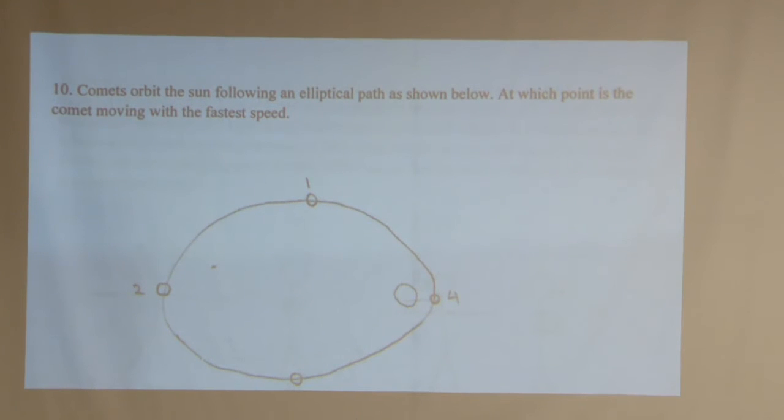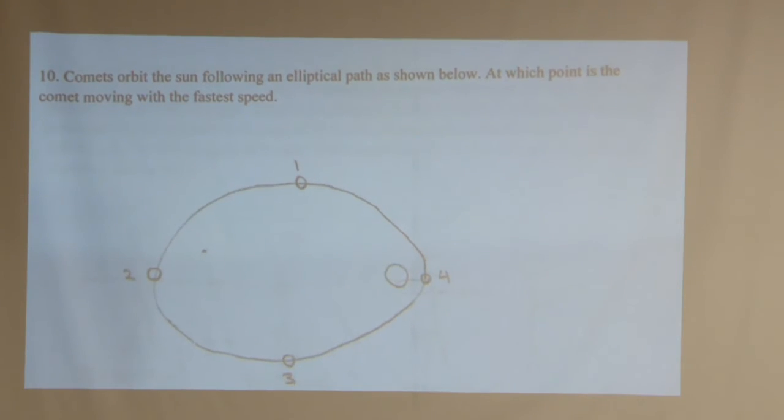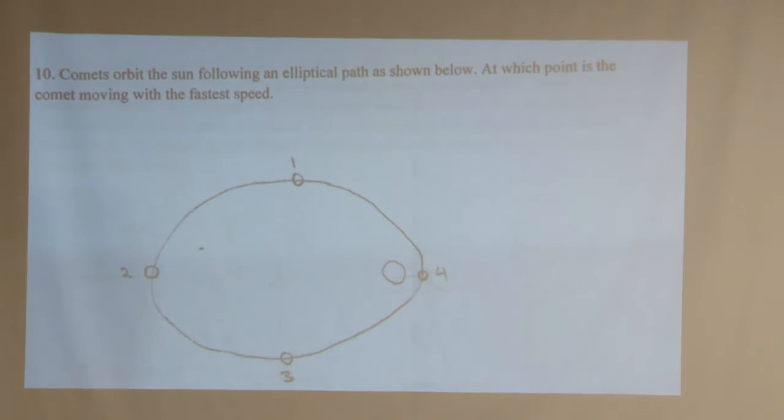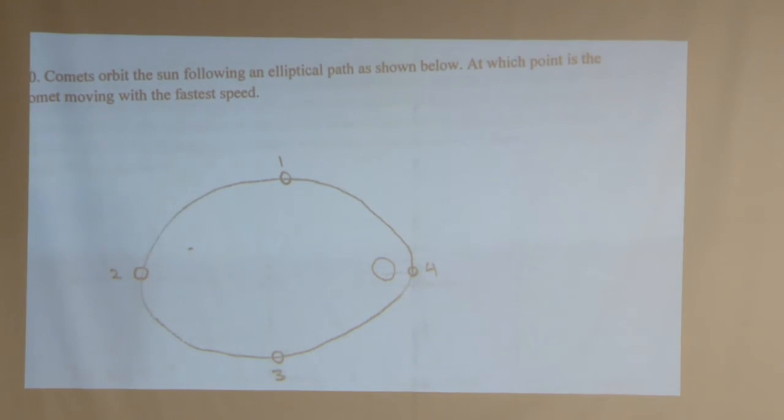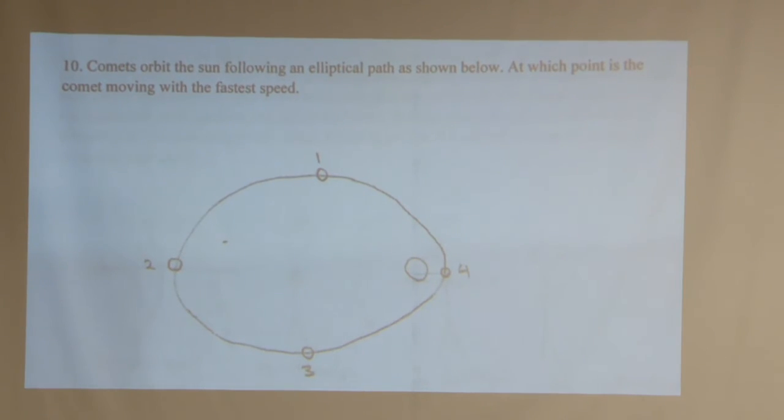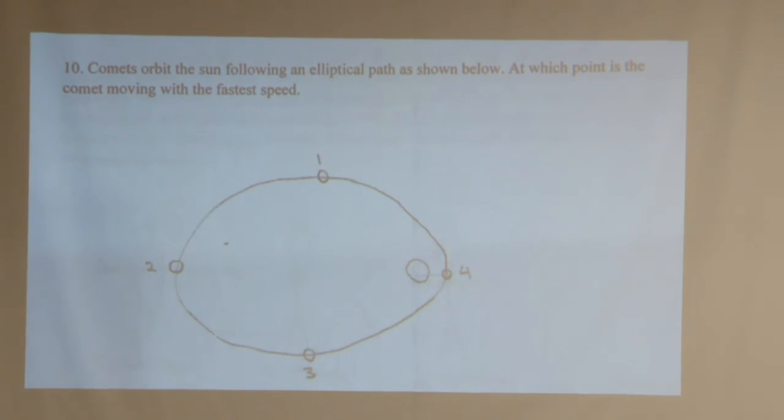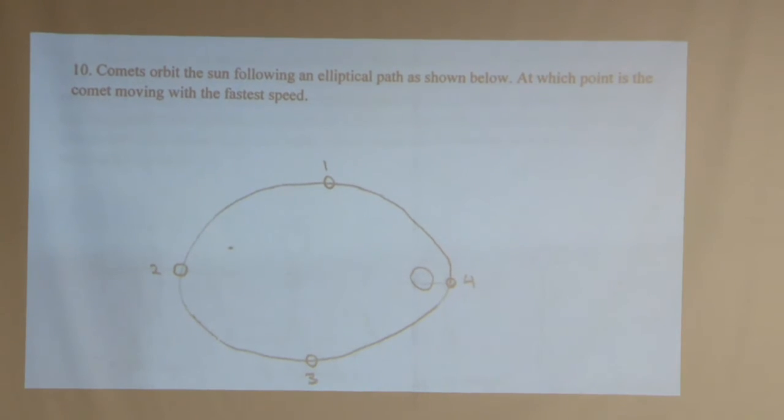So here we have a question. Comets orbit the sun following an elliptical path as shown below. At which point is the comet moving with the fastest speed? All right, we're going to do a poll and see what everyone thinks. Who thinks point 1 has the fastest speed? What about point 2? Point 3? Point 4? Everyone? Because they're looking at the answers? No, just kidding. All right, does anyone know why?